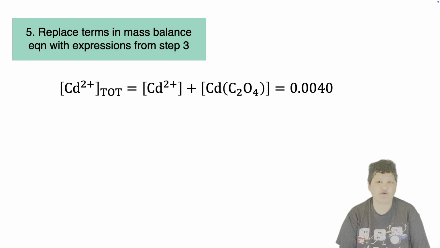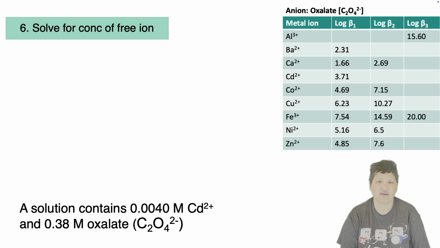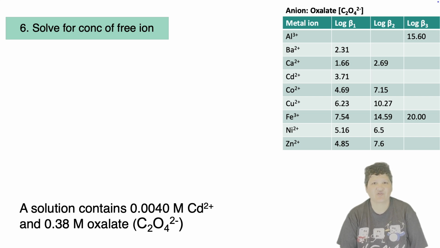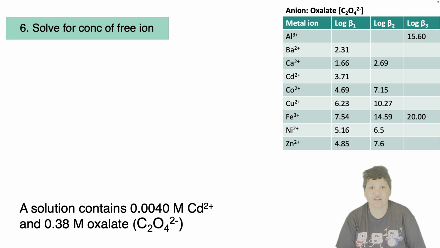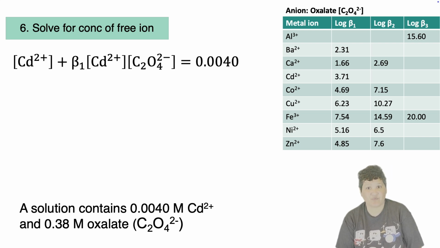In step 5, we replace as many terms in our mass balance equation as we can with expressions we derived in step 3. You may remember that we came up with this expression for the concentration of our cadmium oxalate complex earlier, and now we're going to substitute it in here like this. Step 6 asks you to solve for the concentration of the free metal ion, which is the concentration of cadmium 2+. Here's the mass balance equation that we derived in the previous step.